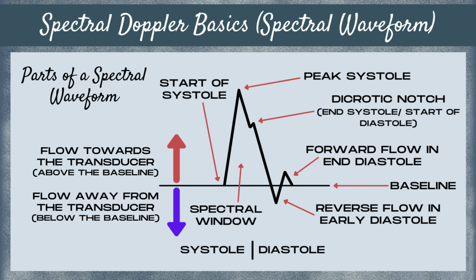There's also a spectral window, and this area should be clear of echoes. When it's filled in with echoes, this indicates turbulence within the waveform.